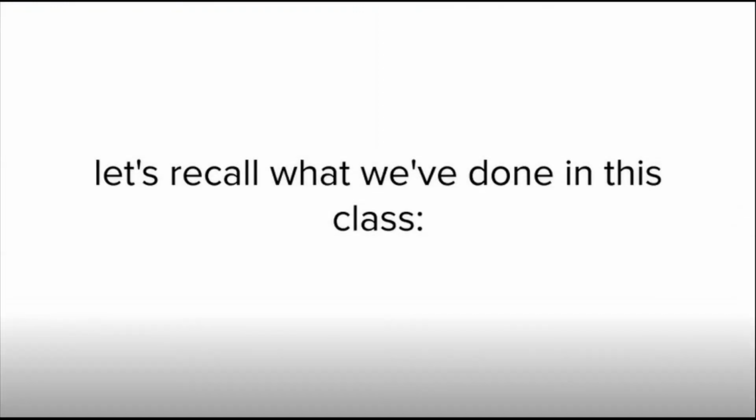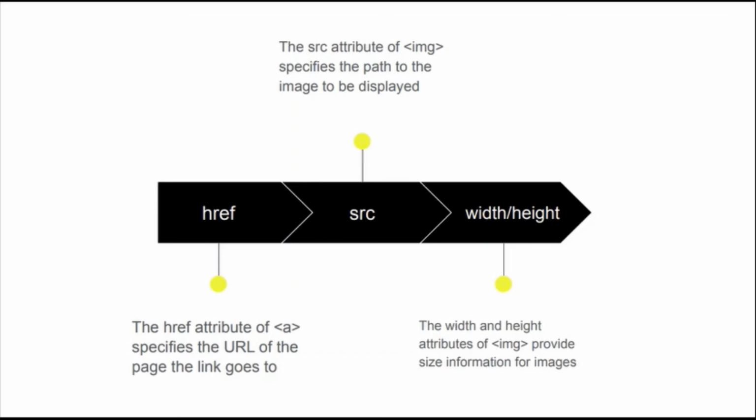So let's recall what we've done today in class. We have learned these attributes: href, src, width and height. The href attribute of the anchor tag specifies the URL of the page the link goes to. The src attribute of the image specifies the path to the image to be displayed. The width and height attributes of the image provide the size information for images.